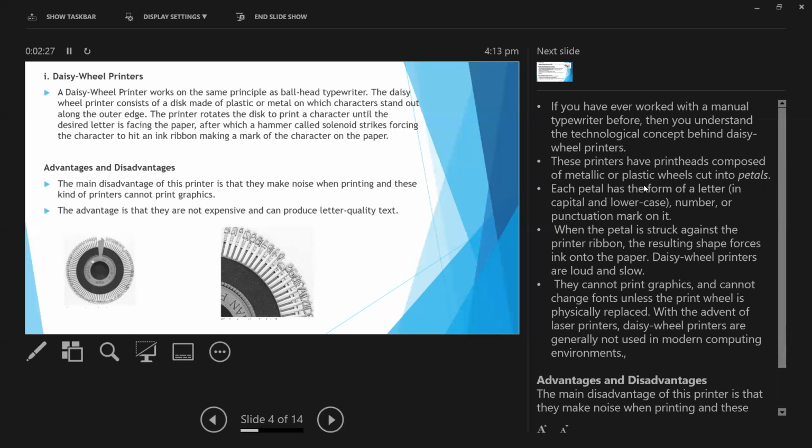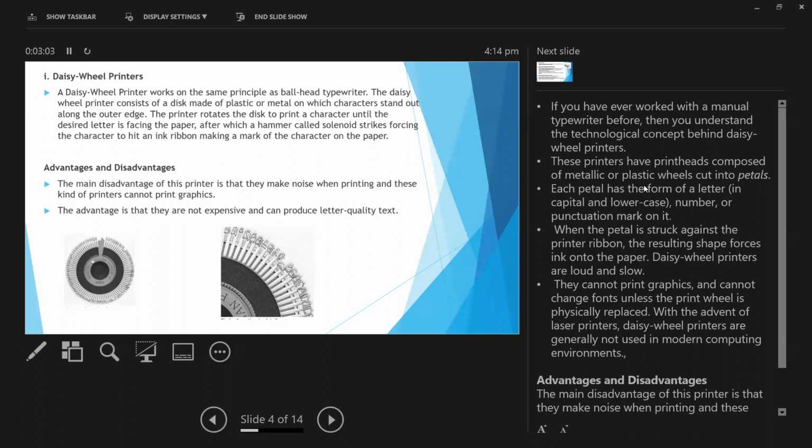Daisy wheel printers. A daisy wheel printer works on the same principle as a ball head typewriter. The daisy wheel printer consists of a disc made of plastic or metal on which characters stand out along the outer edge. The printer rotates the disc until the desired letter is facing the paper, after which a hammer called a solenoid strikes, forcing the character to hit an ink ribbon, making a mark of the character on paper.